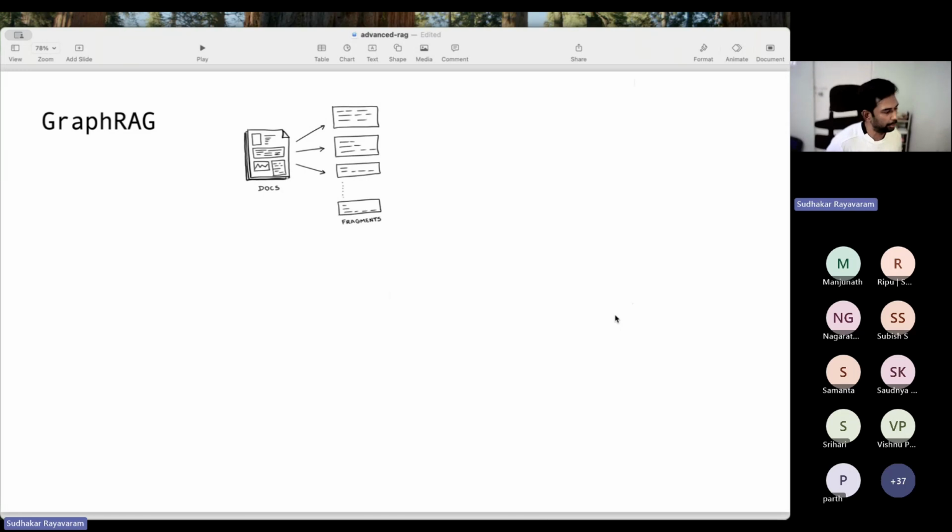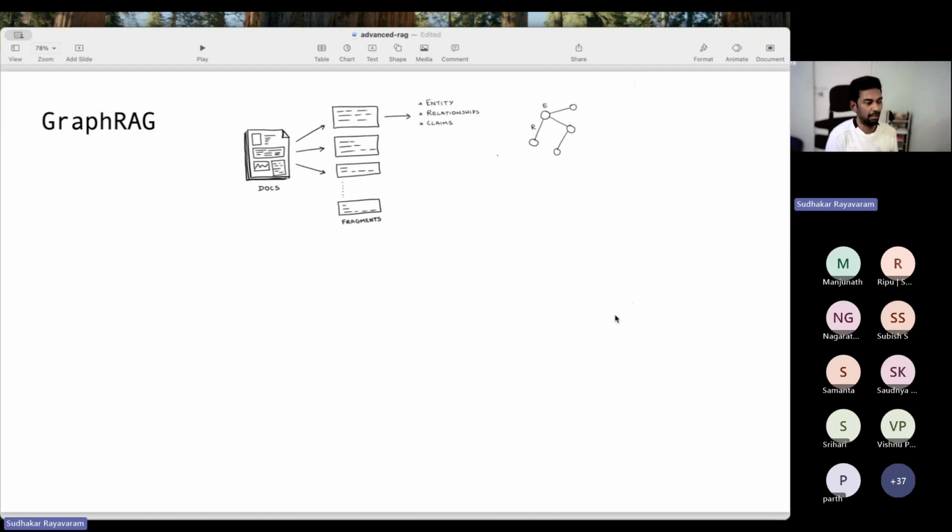You have documents and you break them down into fragments. This is not changing. You still need to have a good ingestion pipeline. You still need to know how to find the right fragments, breaking it down. All that is not changing. But what changes is the moment you have smaller chunks, which are logical, well formed, or logically broken as fragments, you can basically use a graph.